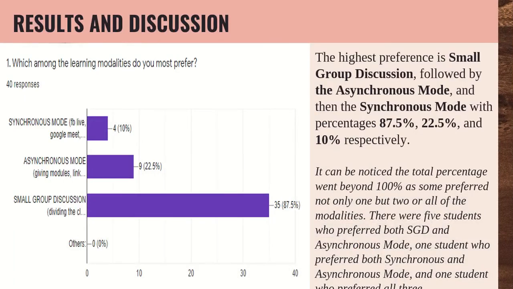For the results and discussion, for the first question, which among the learning modalities do you most prefer? The highest preference is small group discussion, followed by asynchronous mode, and then the synchronous mode with 87.5%, 22.5%, and 10% respectively. It can be noticed that the total percentage went beyond 100%, as some preferred not only one but two or all of the modalities. There were 5 students who preferred both SGD and asynchronous mode, one student who preferred both synchronous and asynchronous mode, and one student who preferred all three.